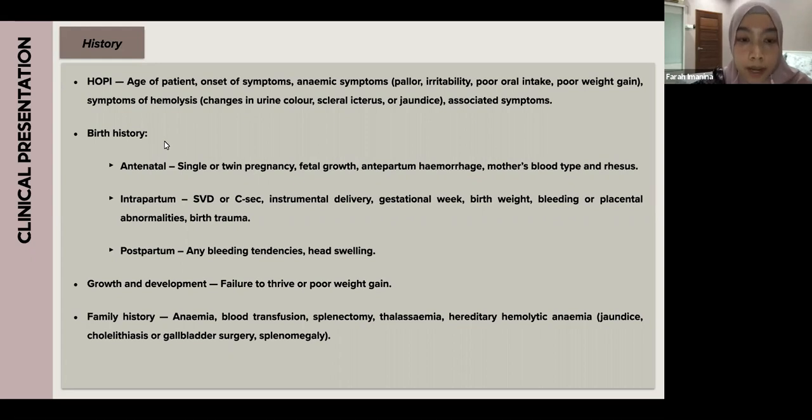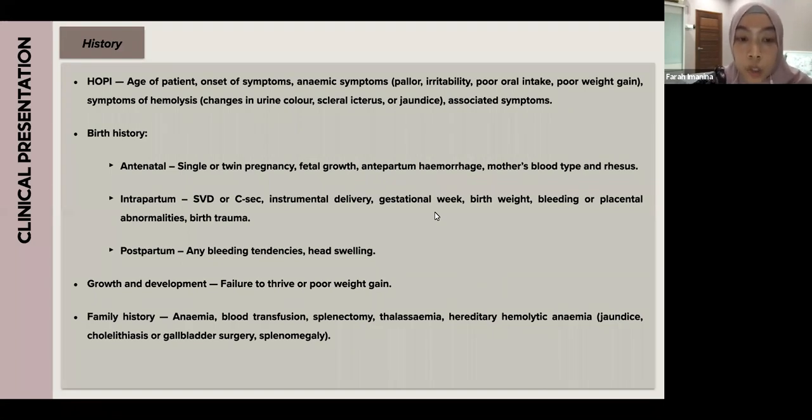Okay, so intrapartum, what is the mode of the delivery? Any use of instrument, for example, forceps or vacuum? What is the gestational weeks of the patient when they are delivered? Is the patient premature or maybe term infant? What is the birth weight? Because we know low birth weight babies, they are more susceptible. And then bleeding or placenta abnormalities, and any history of birth trauma that the mother might know of.